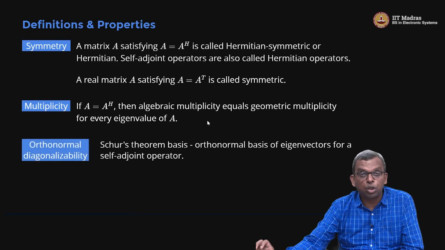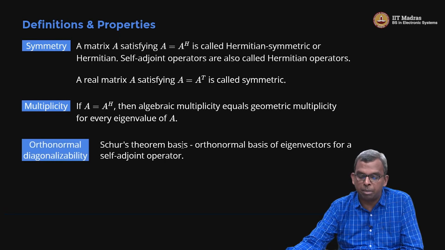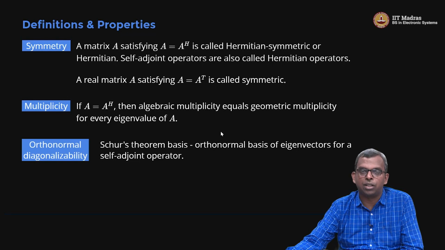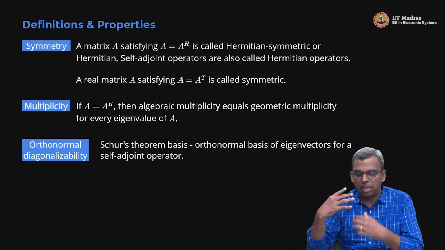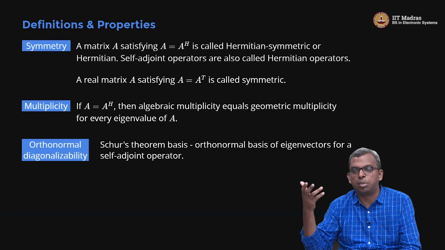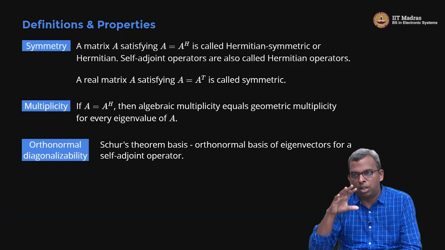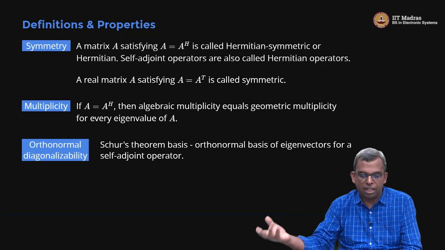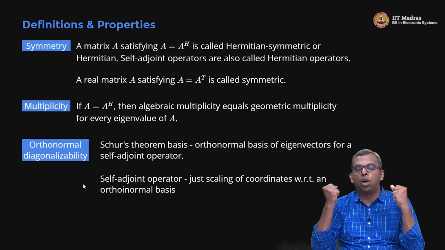Now, finally, the orthonormal diagonalizability for self-adjoint operators is truly special. Okay, so the reason is the Schur's theorem basis, right? The orthonormal basis of eigenvectors for a self-adjoint operator simply makes the matrix diagonal because of the A equals A Hermitian requirement. With respect to an orthonormal basis, it has to be self-adjoint, so A has to be equal to A Hermitian. So you cannot have non-zero entries in the upper triangular part, right? Everything has to be 0. Okay, so crucially, self-adjoint operators are simply scaling of coordinates with respect to some orthonormal basis.